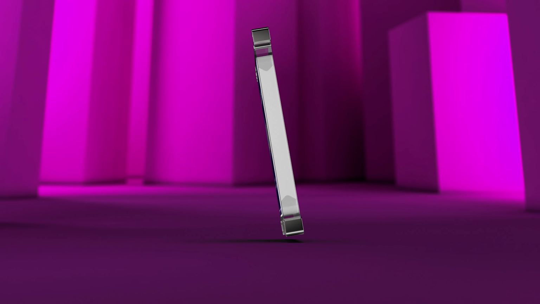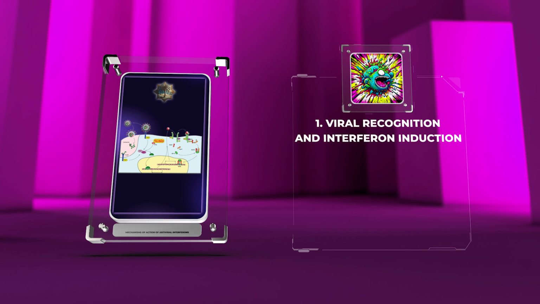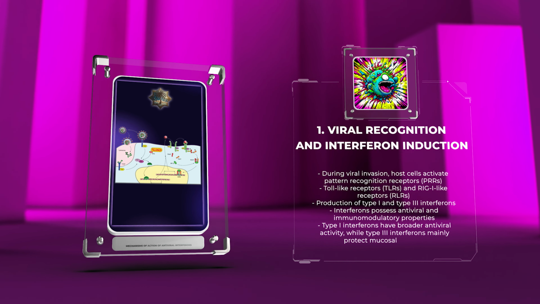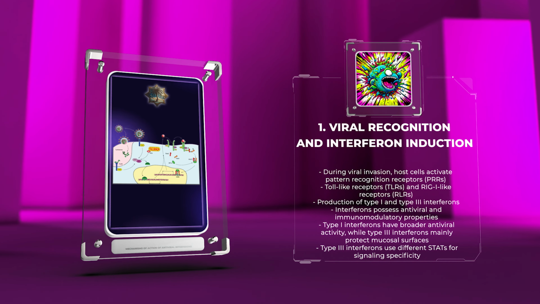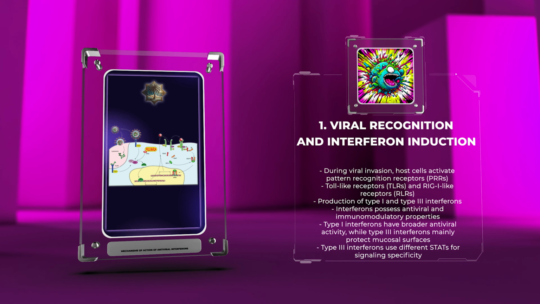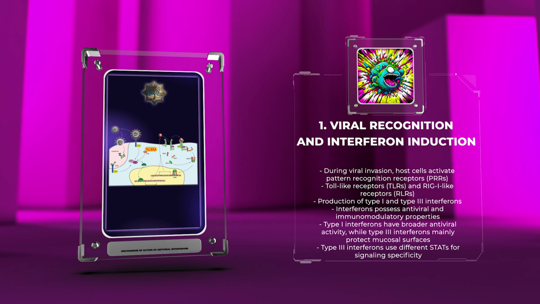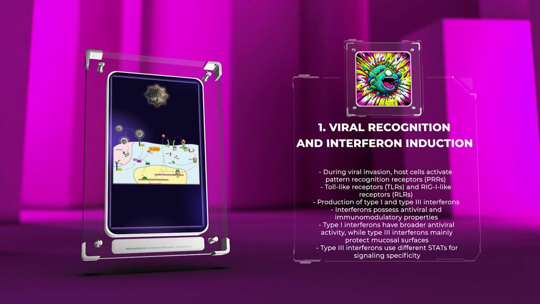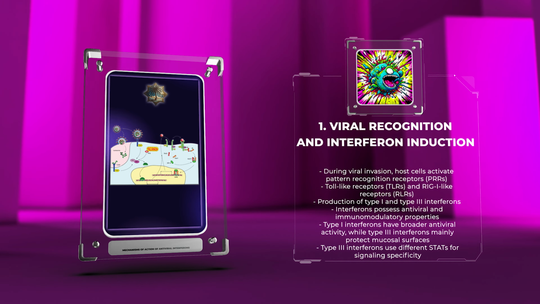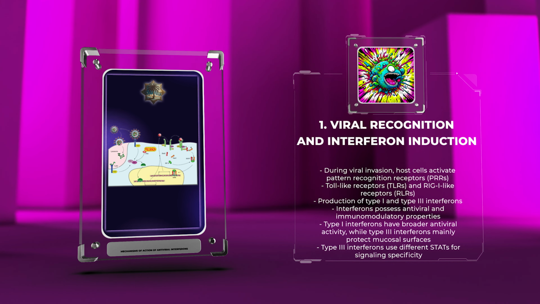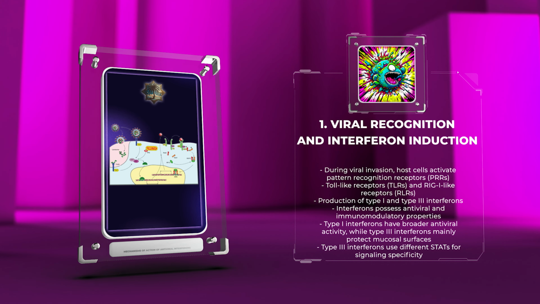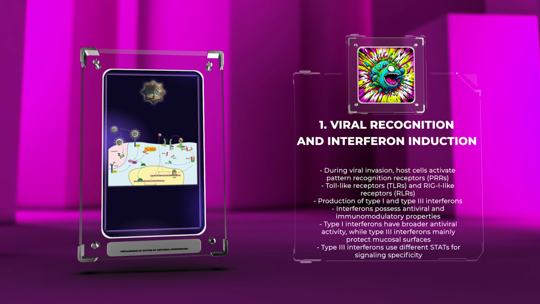During viral invasion, host cells activate pattern recognition receptors, PRRs, including Toll-like receptors, TLRs, and RIG-I-like receptors, RLRs, to detect viral nucleic acids or components. This leads to the production of type I and type III interferons that possess antiviral and immunomodulatory properties. Type I interferons have broader antiviral activity, while type III interferons mainly protect mucosal surfaces.